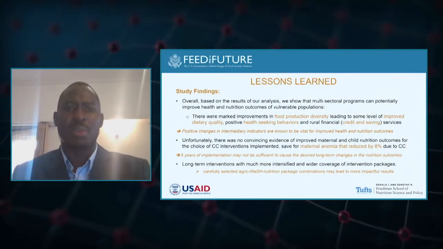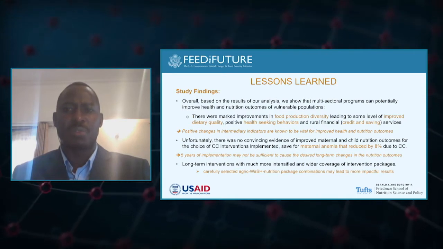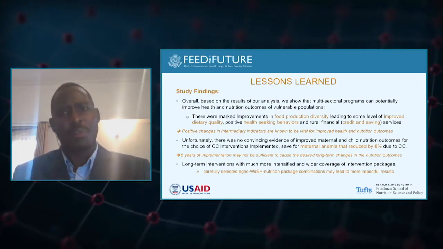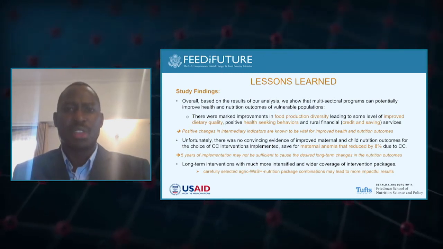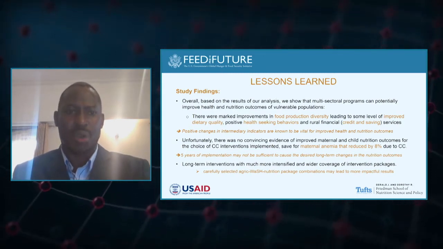What was also interesting was that the rural financial services were very important, as households or communities enrolled in the Community Connector had much more credit and savings services available to them. So all these seem to be the intermediary indicators in our pathway to improve nutrition and health. If we are able to see these, then we are likely going to have improved changes ultimately in the nutrition outcomes.